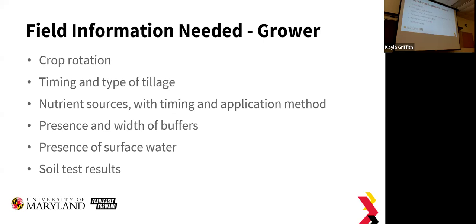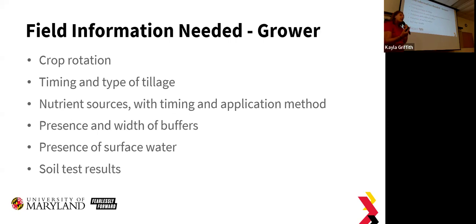There is some information that you need to get either from the grower. Some of it you may have to go out and get yourself, like surface water. Honestly, I'm sure you can get most of that on maps. Don't hold me to that. I'm not regulatory. But there's some level of information you've got to talk to the grower. But honestly, most of this is probably in your nutrient management plan anyway.